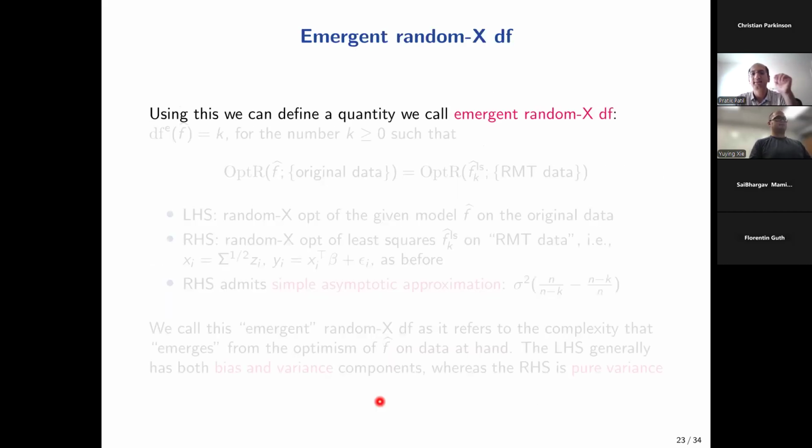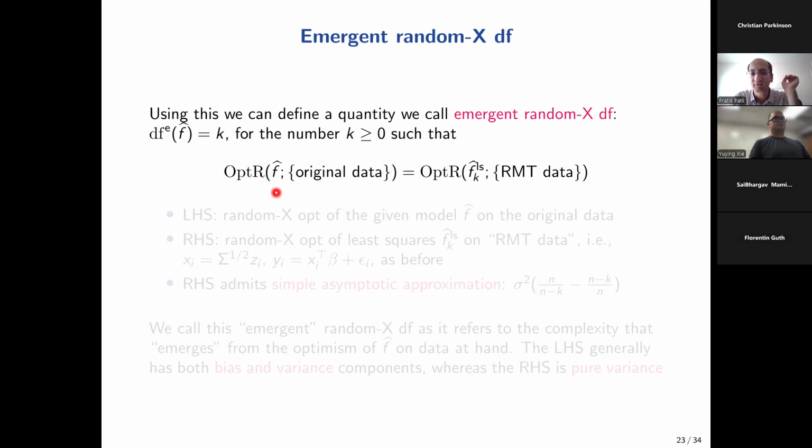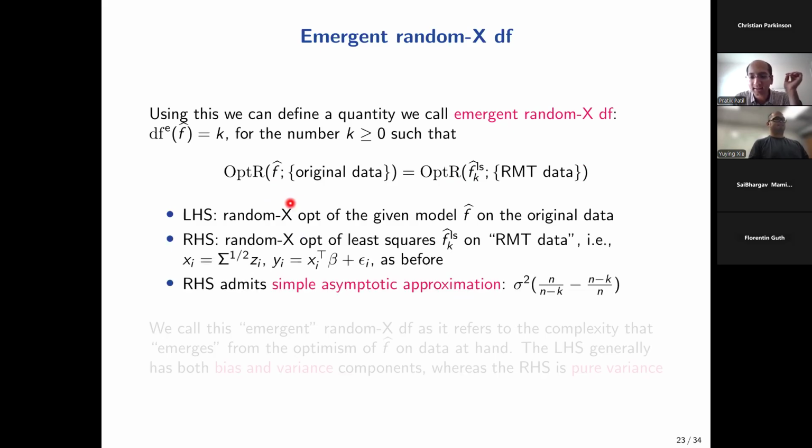So the final proposal is this: you take your data, fit your procedure f hat, and compute your random X optimism. This is my left-hand side. And I take the optimism of least squares, fit on k features on this RMT data I just described. You do the matching equation again: you find the smallest k so that this random X optimism is higher than the optimism of your procedure. As I said, the right-hand side has a nice formula, and when you try to solve for k here, it becomes a quadratic equation and you can solve for it. There are nice properties in the paper, such as a unique k less than n and so on. But the basic idea is that you do some matching and find the k from that.